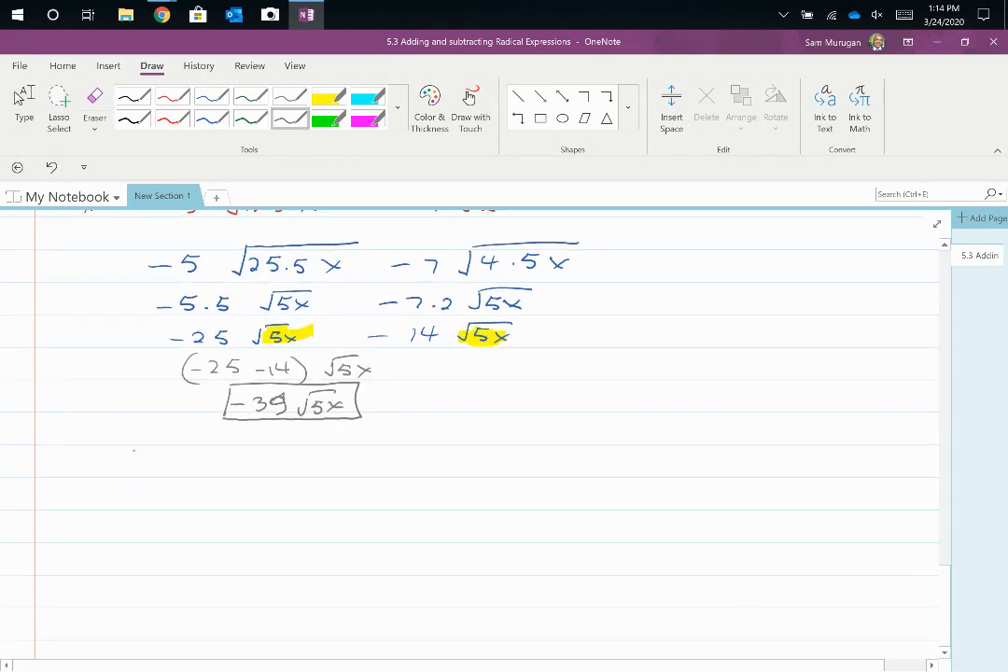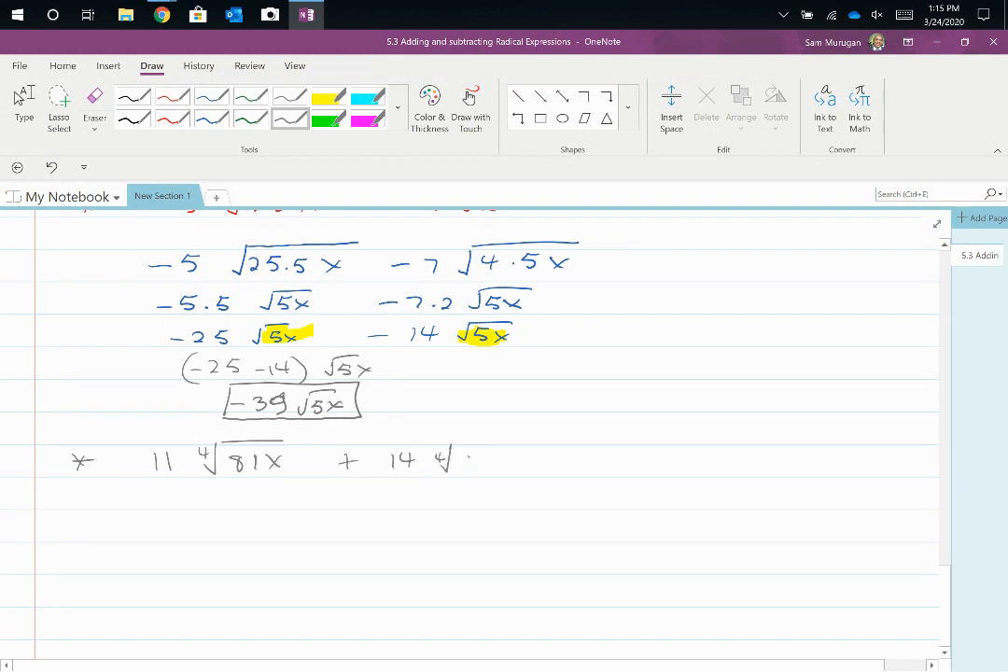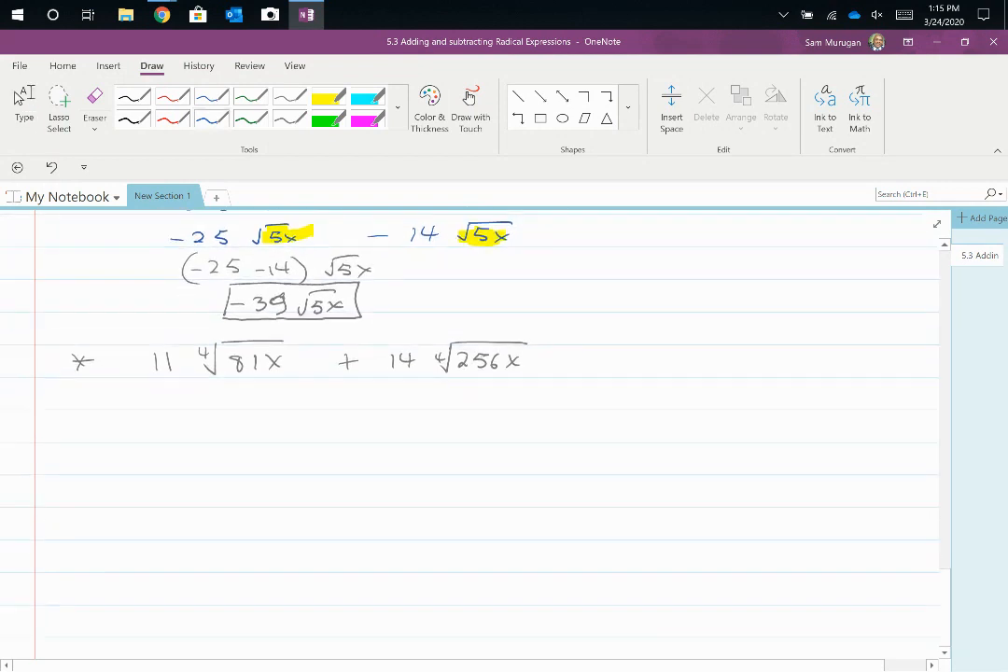One final example. 11 the fourth root of 81x plus 14 the fourth root of 256x. So the radicals are not the same. We have to go ahead and try to simplify them.